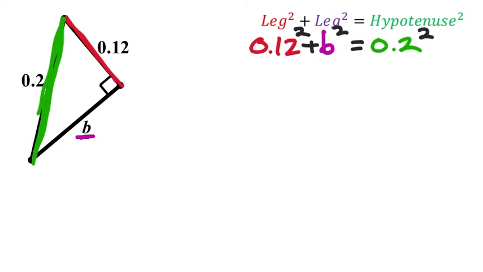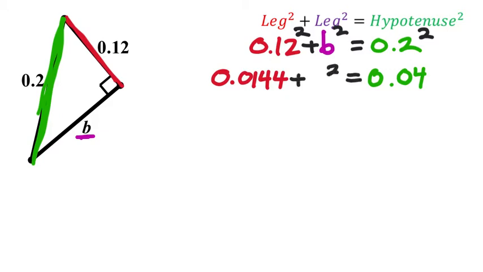All right, even though all these values are decimals, I'm just going to put them into my calculator to solve. So 0.12 to the power of 2 in my calculator shows 0.0144. And 0.2 to the power of 2 is 0.04. Now everything else stayed the same. We still have b to the power of 2 being added to that 0.0144. But again, this is just an equation to solve. We're going to solve for b to the power of 2, which means I don't want that 0.0144 added to the b to the power of 2.